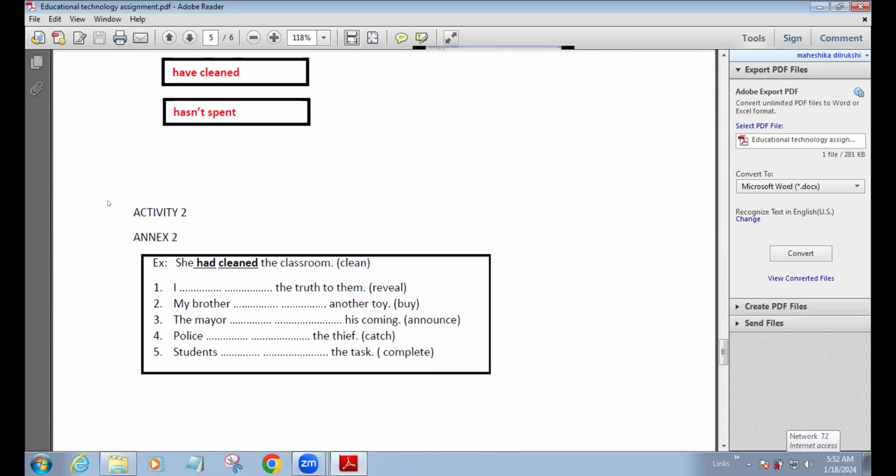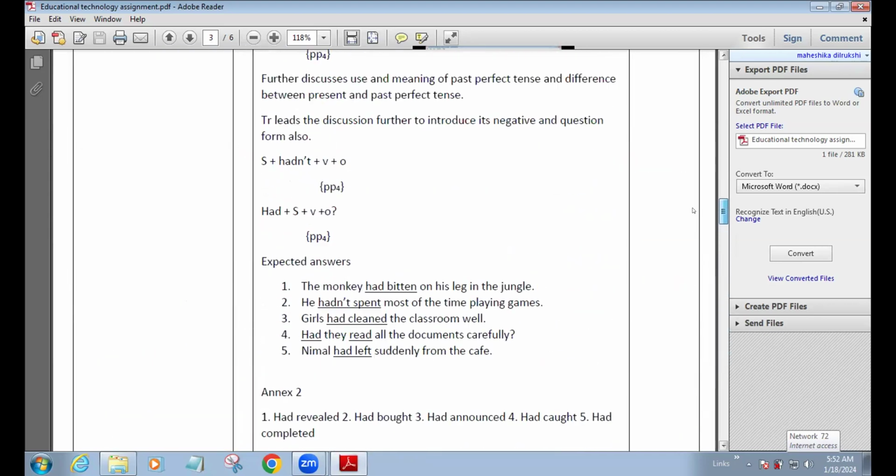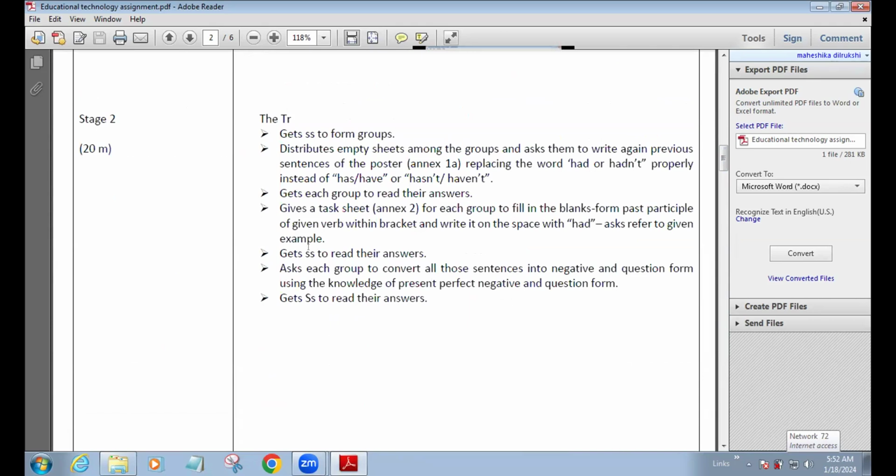Annex number 2, this one. Then they have to form this verb as a past participle and write it down with the had, using had in this space. Then next, gets students to read their answers.